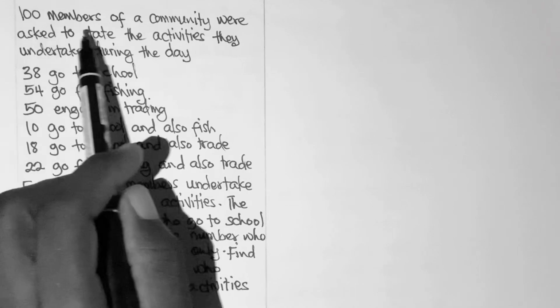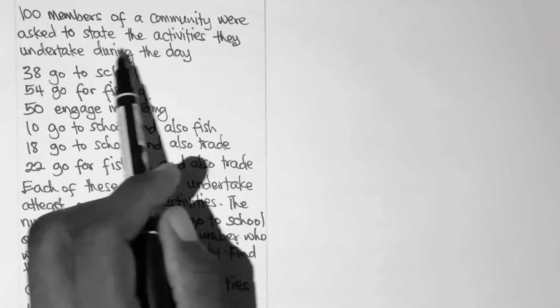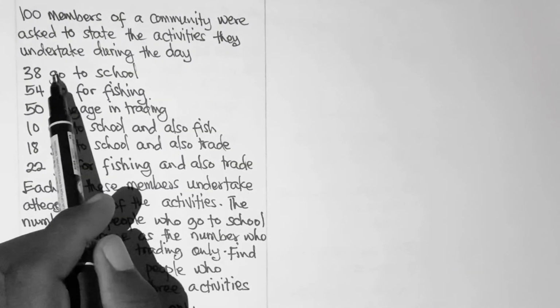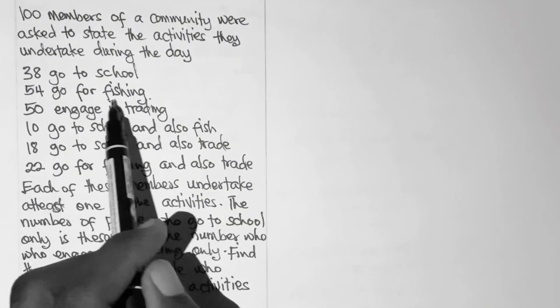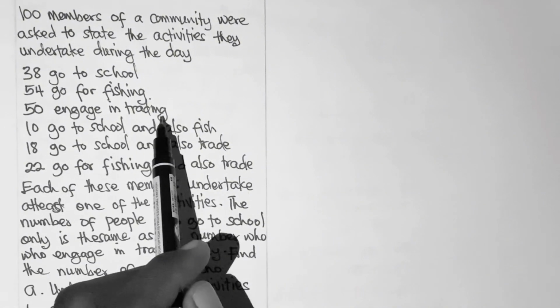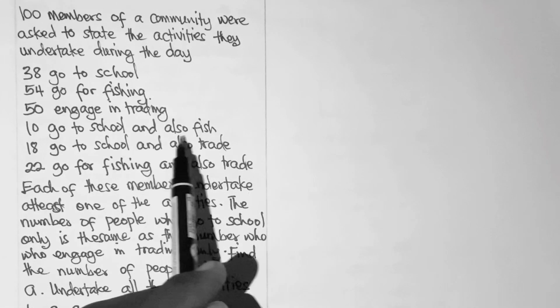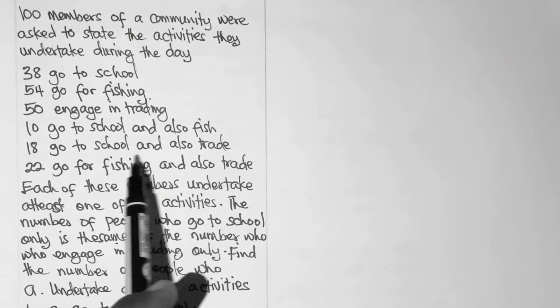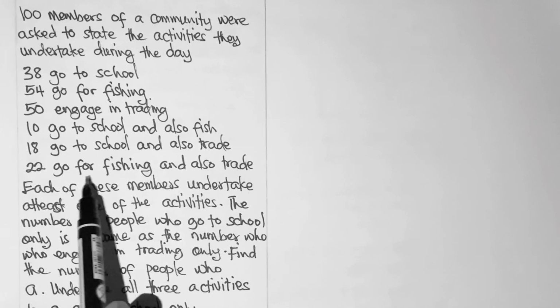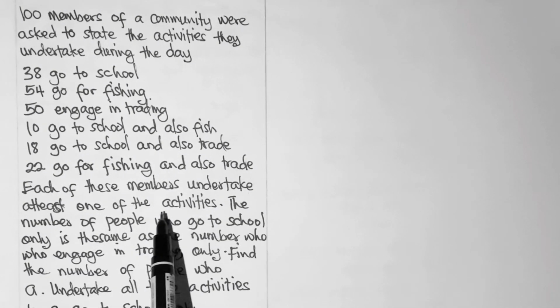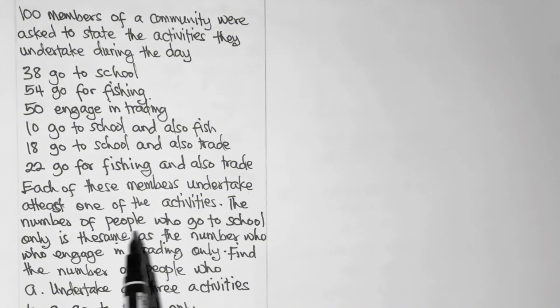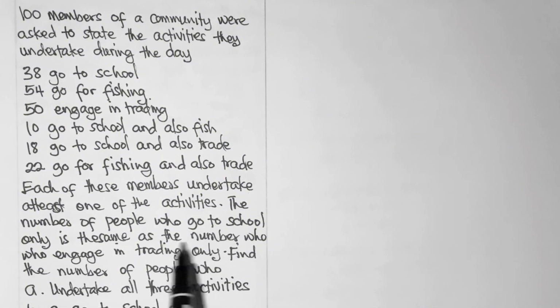It says that 100 members of a community were asked to state the activities they undertake during the day. 38 go to school, 54 go for fishing, 58 engage in trading, 10 go to school and also fish, 18 go to school and also trade, 22 go for fishing and also trade. Each of these members undertake at least one of the activities. The number of people who go to school only is the same as the number of people who engage in trading only.